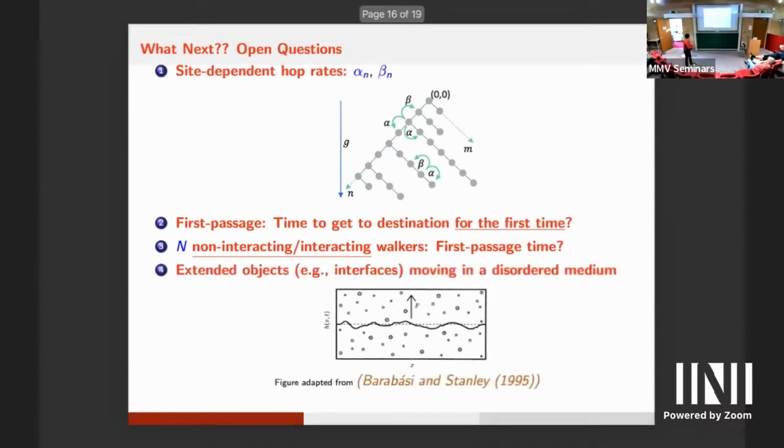There's one more problem, I think, which is very interesting. I had some discussion with Luca, which is the following. Here, what I talked about is a random walker which is trying to move from one end to the other. But what happens if you have an extended object? Let's say there's an interface which is trying to make its way through a disordered medium. These are what are known as pinning centers.